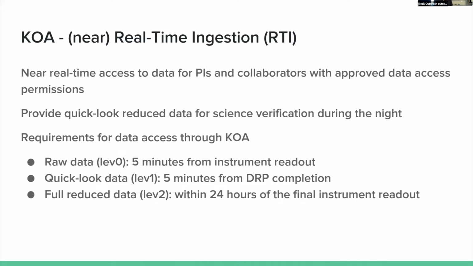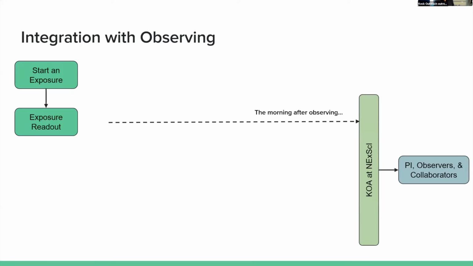And it will include the ingestion of quick look data as well from the DRPs. And the requirements on this mode of COA are that the raw data must be archived within 5 minutes, and our internal team goal is 1 minute. The quick look data must also be archived within 5 minutes, and the fully reduced data archived within 24 hours. So I'll give you an update later on our status of those numbers.